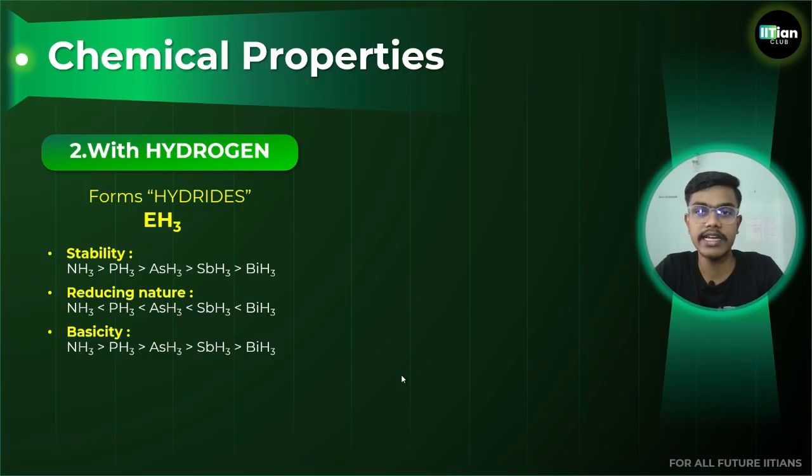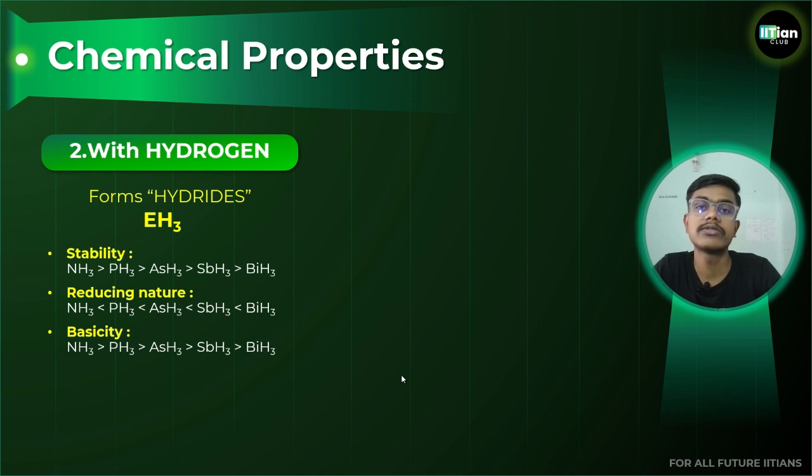Next, we have reaction with hydrogen. These elements form hydrides of the form EH3. Stability, reducing nature, and basicity are important considering JEE Mains. You can see the stability of these hydrides decreases down the group. This is because the bond dissociation enthalpy is decreasing down the group and they can easily break.